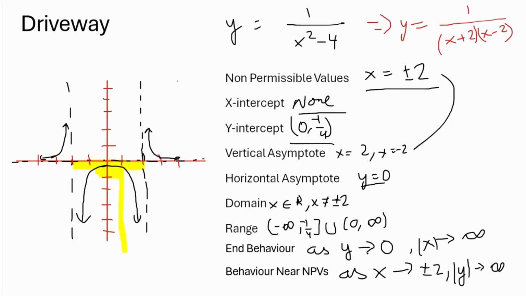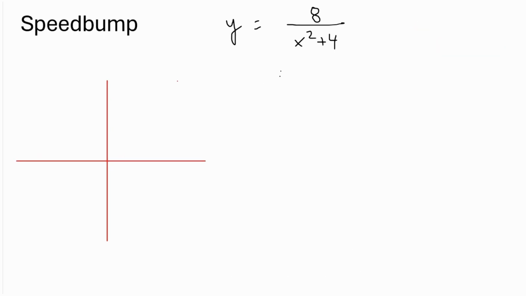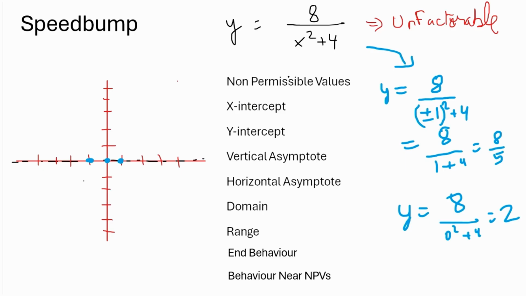And end behavior, same thing. For the ends, it's as y approaches 0, x tends to infinity. For NPVs, as x approaches positive and negative 2, well, these ends go up, these go down, so y approaches infinity. Now for the speed bump graph, this is when this bottom thing is unfactorable.